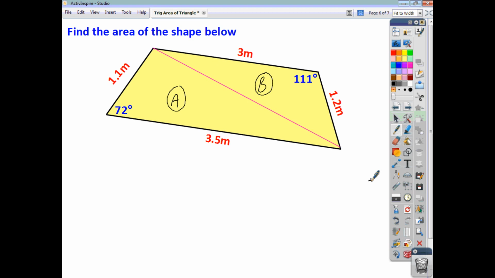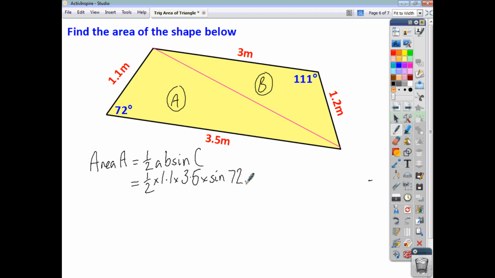So if we do area A first of all, we can say area A is going to be a half AB sine C. And that's just going to be a half times 1.1 times 3.5 multiplied by sine of the angle sandwiched in between. That's 72. You work that out and you get an answer of 1.83. And that'll be meters squared.